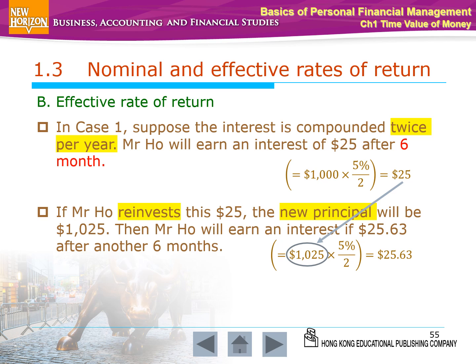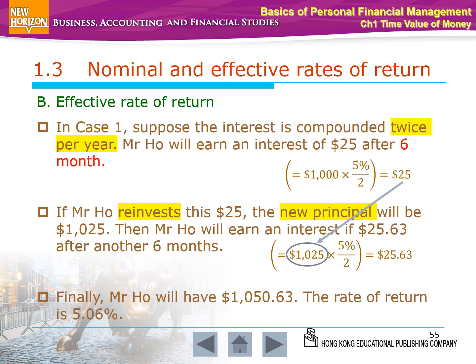All right, so we add together $25 in the first half of the year and $25.63 in the second half of the year. We'll see the interest becomes higher. Mr. Ho will get $1,050.63. The rate of return becomes 5.06%.